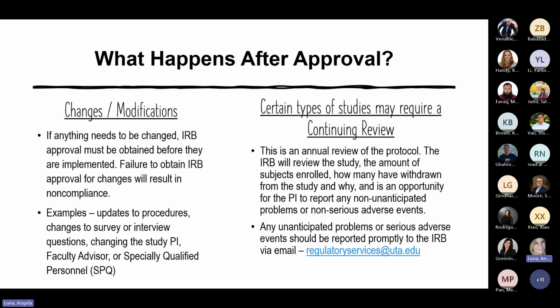Also, some studies require continuing review. This happens annually, at least annually. The IRB is going to review the amount of subjects that have been enrolled, how many have withdrawn from the study and why. This is also an opportunity for the PI to report any non-unanticipated problems or non-serious adverse events. Any unanticipated problems or serious adverse events should be promptly reported to our office through email.